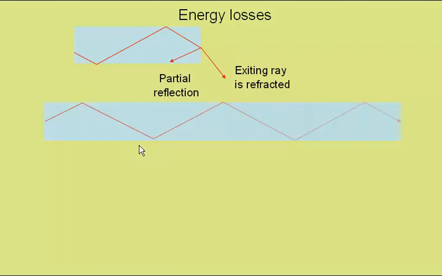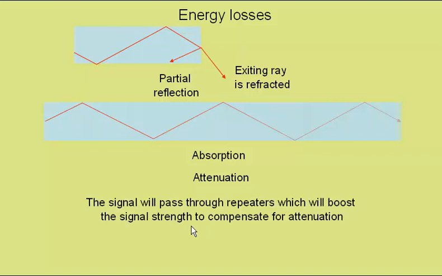Also, as the ray of light passes through the glass, a small amount of it will be absorbed by impurities in the glass. The signal gets weaker as it travels through. This is absorption of the signal. Any way in which the energy is reduced is called attenuation. The signal has been attenuated. We get round this problem by having repeaters, which will boost the signal strength as it goes along its way. This compensates for attenuation.